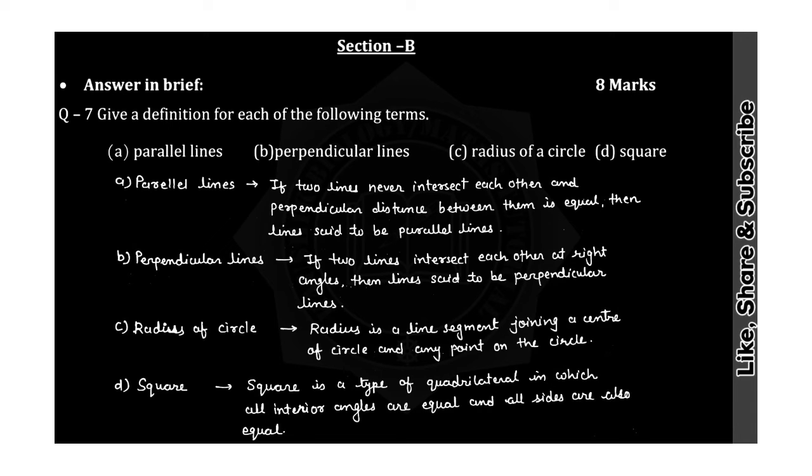The third one is radius of circle. So radius is a line segment that is formed by joining the center of the circle and any point on the circle. And the last one is square. So square is a special kind of quadrilateral where all the angles are of equal measure. That means each angle has a measure of 90 degrees and all the sides are equal.